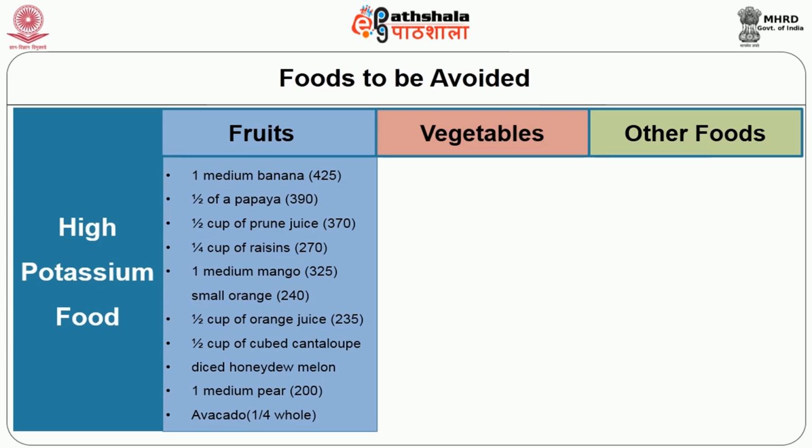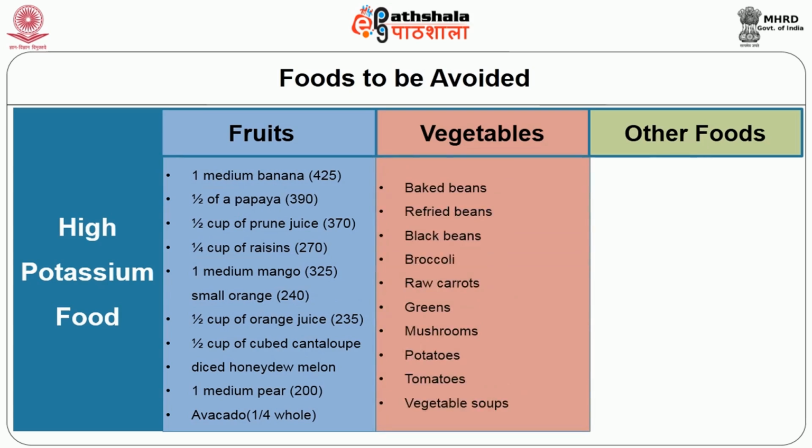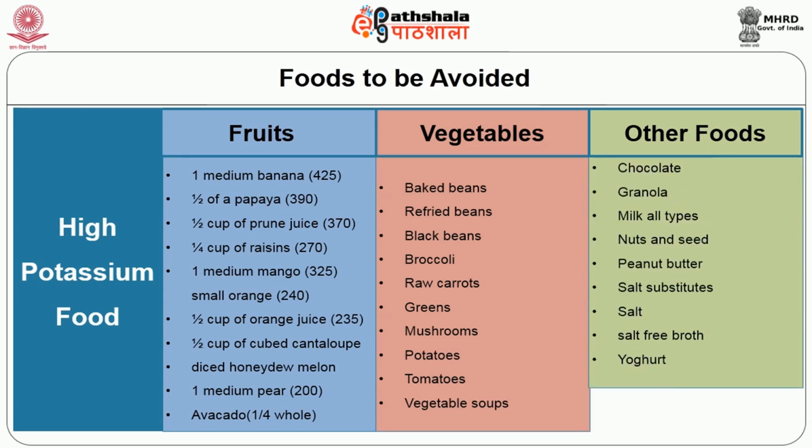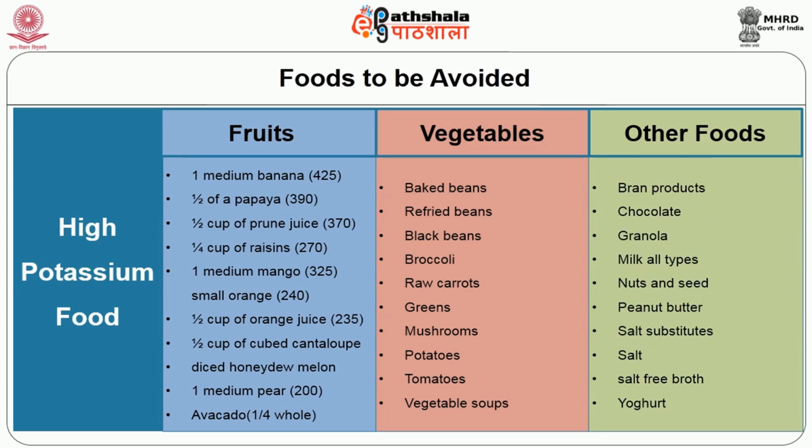Moving on to the vegetables: baked beans, refried beans, black beans, broccoli, raw carrots and greens, mushrooms, potatoes, tomatoes and vegetable soups. The other foods to be avoided are the bran products, chocolates, granola, milk at all times, nuts and seeds, which includes peanut butter, and salt substitutes such as salt and salt-free broth and yogurt.